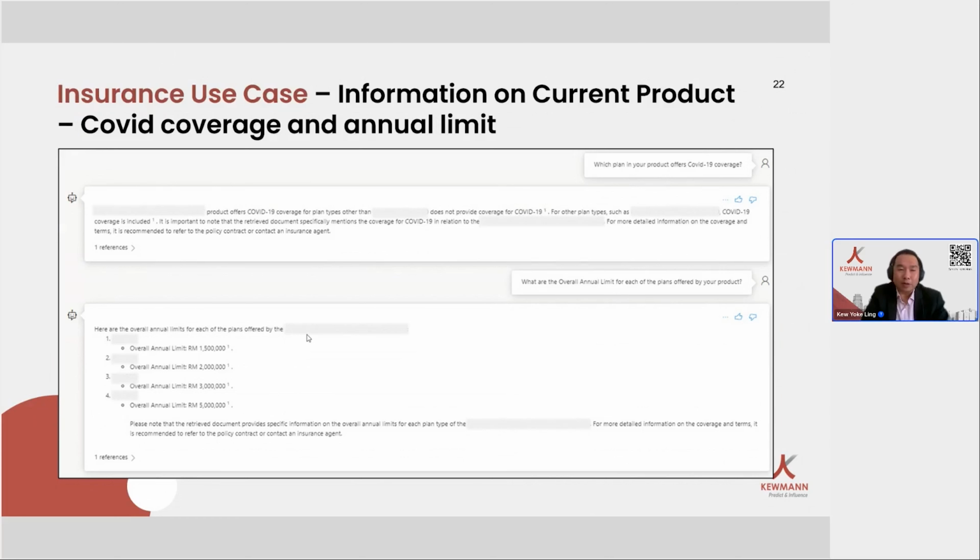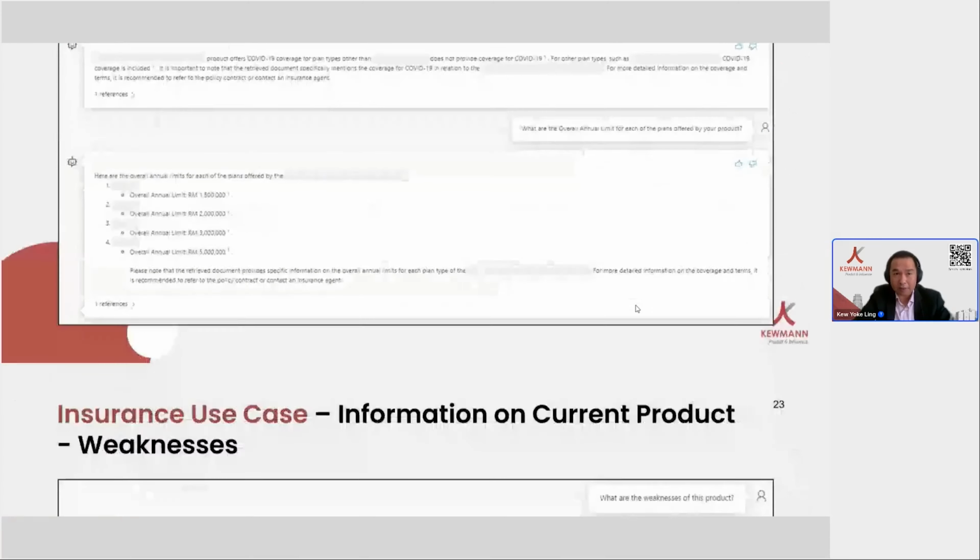Number one, you can ask questions like, let's say you have many plans, and you want to understand which plan would offer products that have COVID-19 coverage, right? So you have the answers to it. Obviously, there is some information that we blanked out to protect our customers. The next thing is, of course, you can further drill down into other questions, like you want to know the annual limit of the plan and so on and so forth. So you can actually have that covered, right?